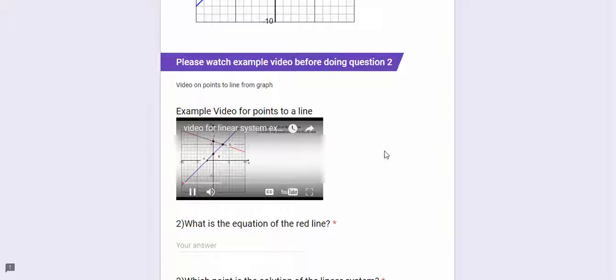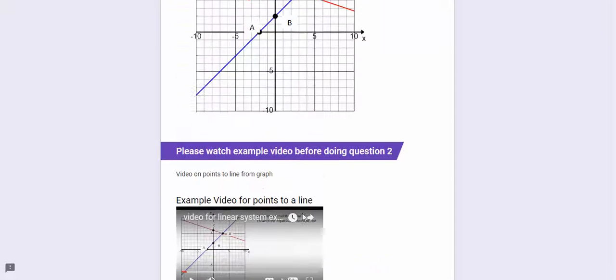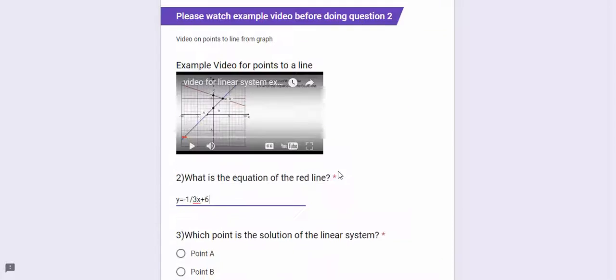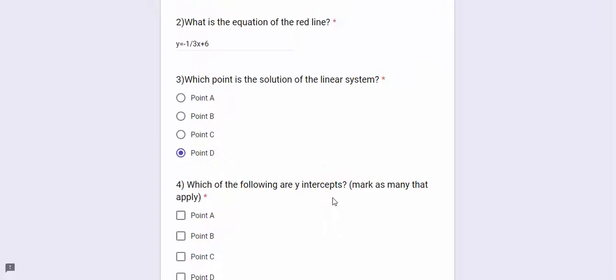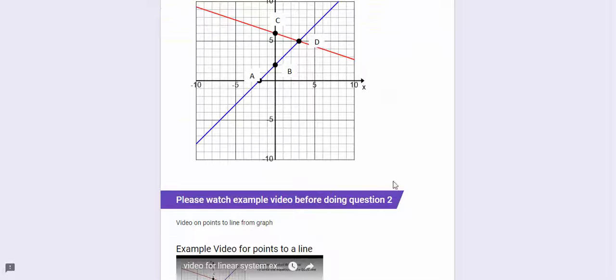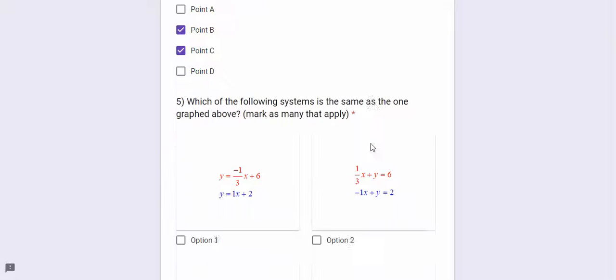This video is designed to help you remember how to write an equation. I'm pretty sure I remembered how to do it. So I'm going to type y equals what I think the slope is plus 6. Okay, what's the solution to the linear system? I believe that was point D. Okay, which of the following are y-intercepts? Mark as many that apply. I believe B and C were intercepts. So I got B, I got C.